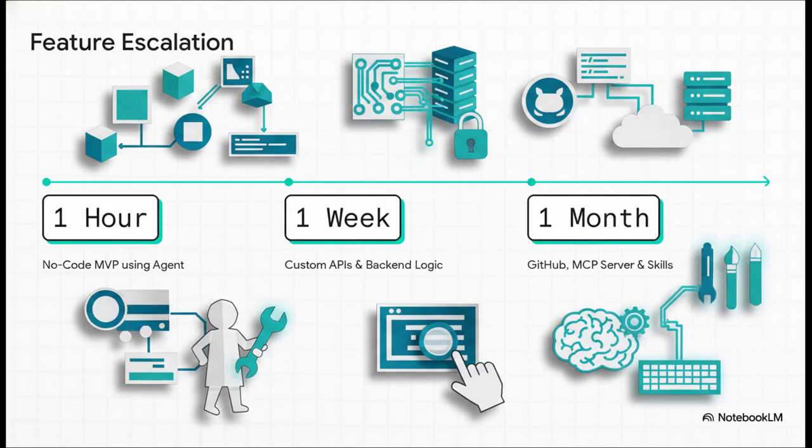Let's map out how this naturally escalates over time. You might start out with a no-code MVP built in just an hour using the agent. By week 1, you might need to pop open the project editor to add some custom backend logic or secure custom APIs. And what's really amazing is that by month 1, you're backing up your entire code base to GitHub, using the Model Context Protocol, or MCP, to seamlessly connect external AI tools right into your Replit environment, and using agent skills to lock in your personal coding preferences. The whole point is that your escalation should be gradual and deliberate.